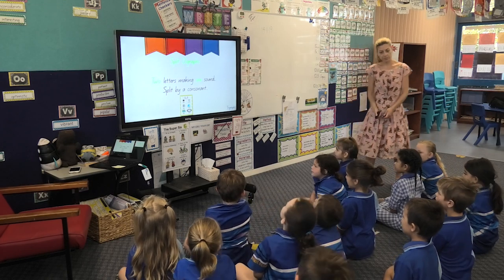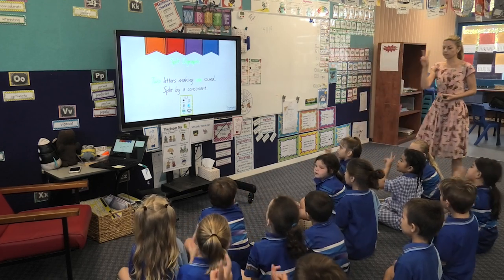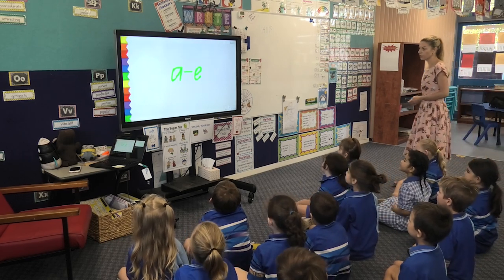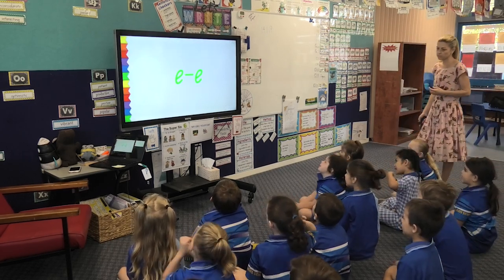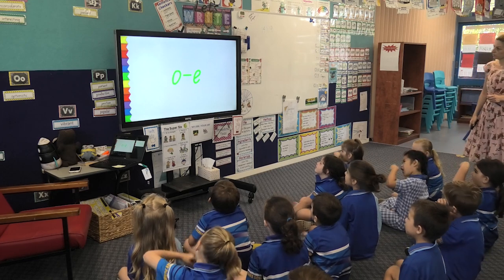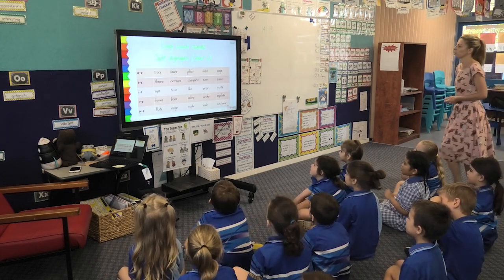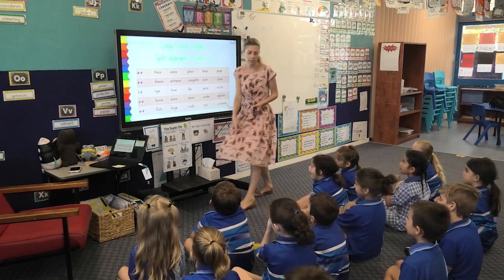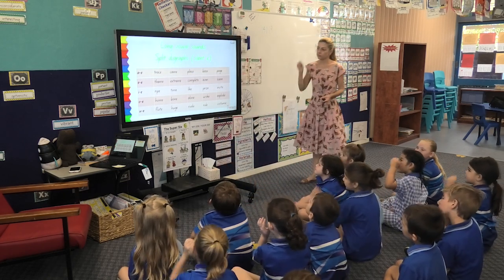Split digraphs. Two legs making one sound. Split by a consonant. Off you go. A like tape. E like string. I like kite. O like goat. U like you. Beautiful. We're going to track across the top line. What split digraph are we looking at? A. Track.